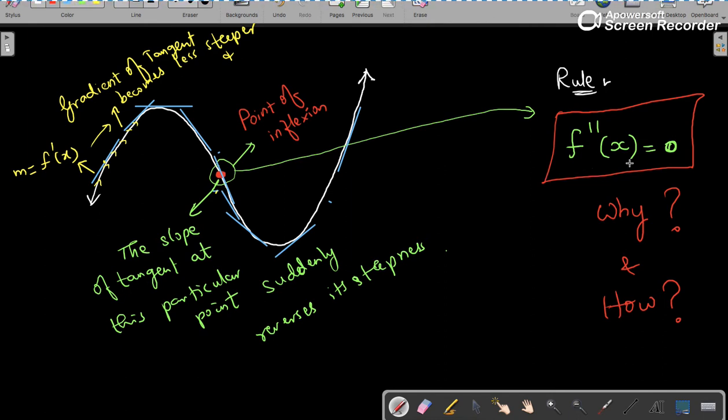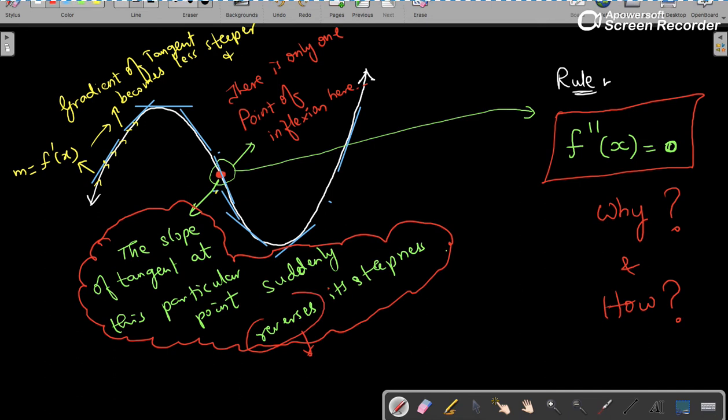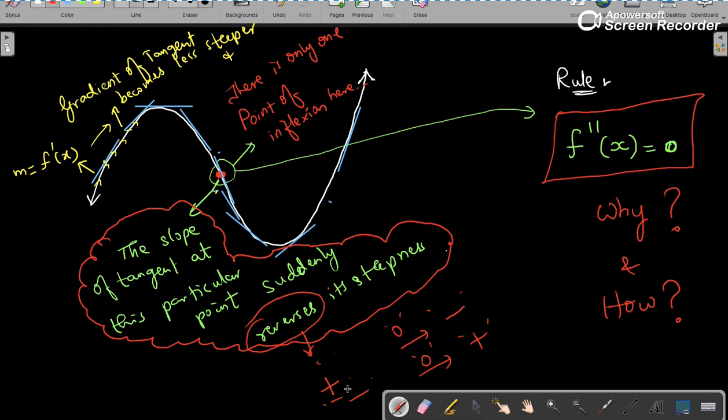Now let us see why it is f double dash x equal to 0. So we now come to the conclusion that there is only one point of inflection here. Now what makes f double dash x equal to 0? Let us see that. As I told you, at this point the gradient of a tangent reverses its steepness, in the sense it is trying to change from positive to negative or negative to positive, which can happen only when passing through 0 at that particular point. Positive, 0, negative, or negative, 0, positive is what makes this particular point a point of inflection with f double dash.